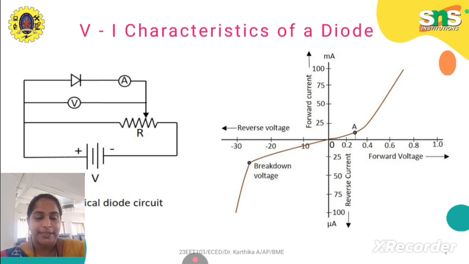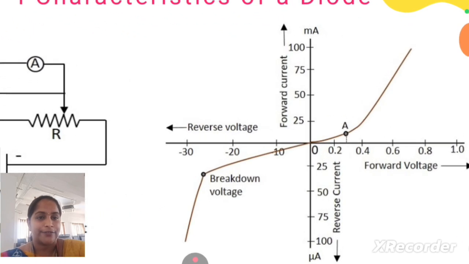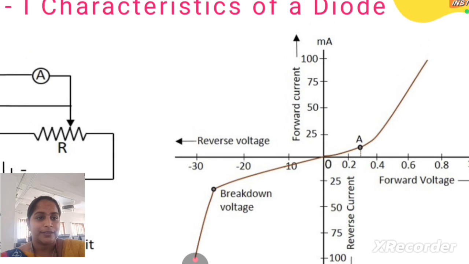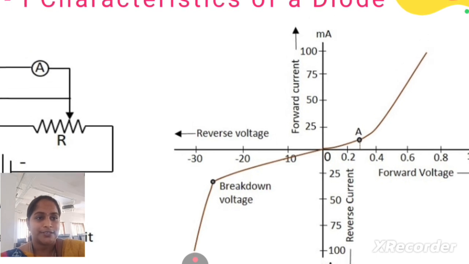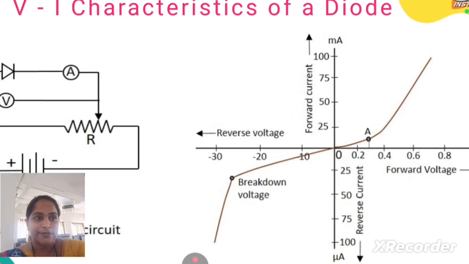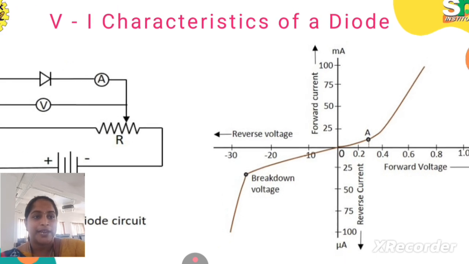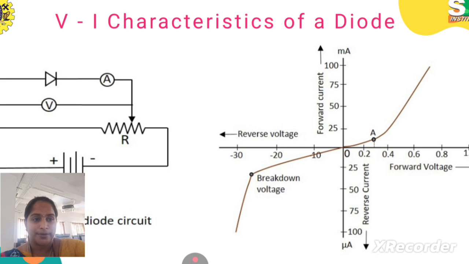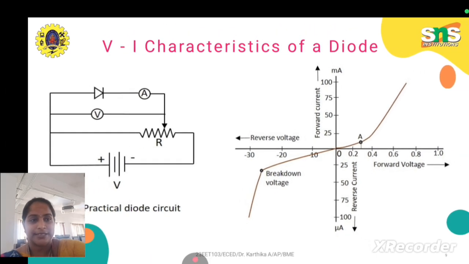Next one is the VI characteristics of the diode. See, our diode is connected with a resistor, source, voltmeter and ammeter. See here the graph: forward voltage and reverse voltage. In the forward biasing condition, when voltage increases, current also increases. And in reverse voltage, after the breakdown voltage, the current will change rapidly.